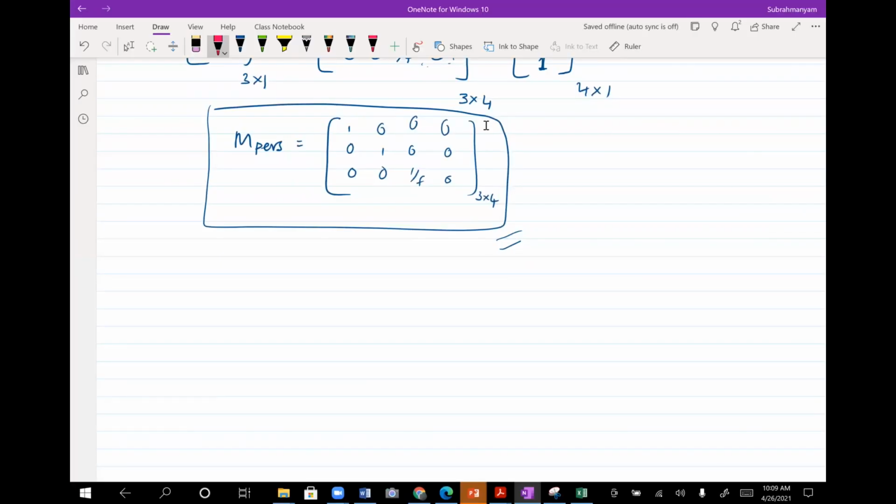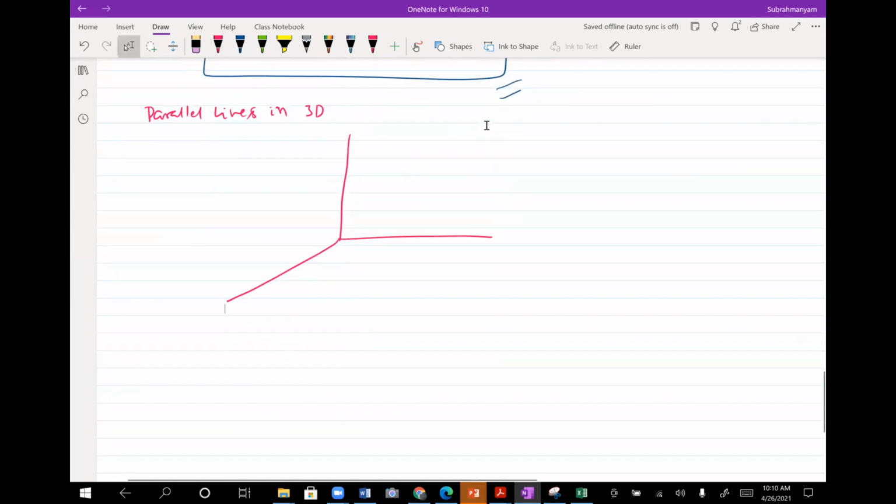So what we are going to see now is how parallel lines in 3D get projected. Okay, so let's take the coordinate axes here. Let's say this is X, Y, and Z, the coordinate axes. Now, assume that there is a line here, and another parallel line here. Again, you visualize it in 3D.